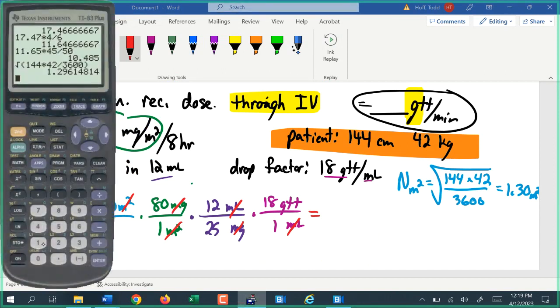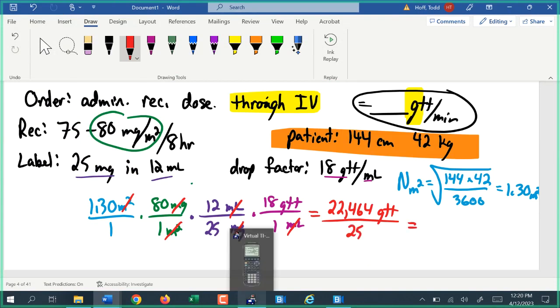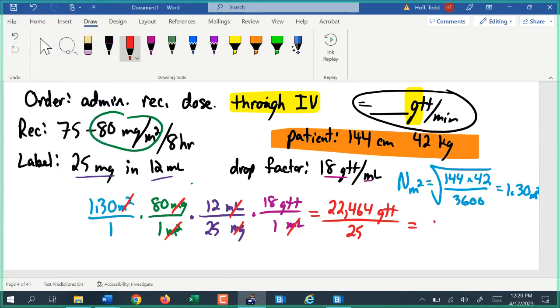So we're going to have 1.3 times 80 times 12 times 18. That gives us 22,464 drops. We still have to look at the bottom here, which is 1 times 1 times 25. So that's just 25, and we need to divide that out. So we divide out the 25. We get 898.56 drops.